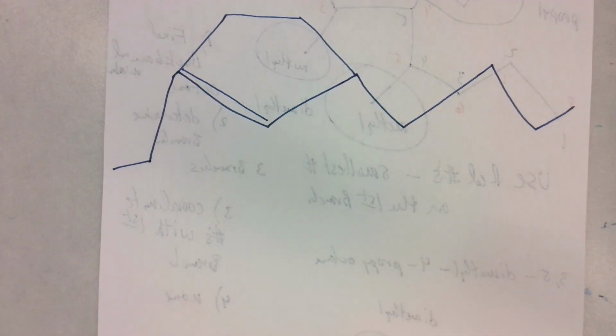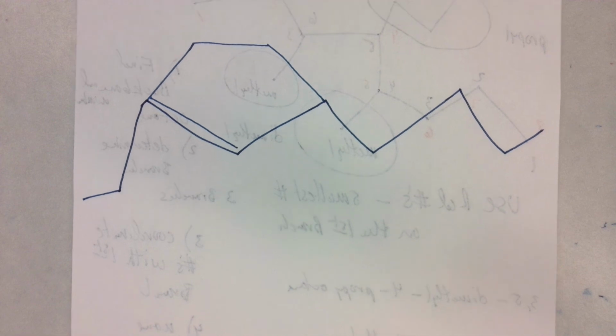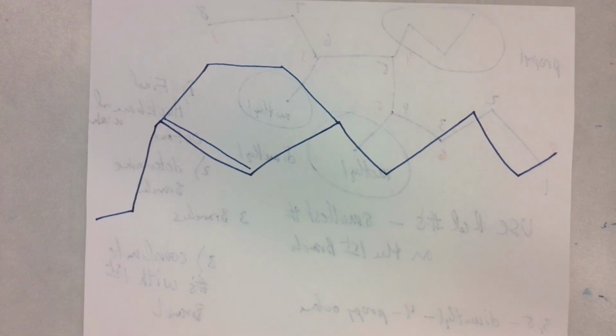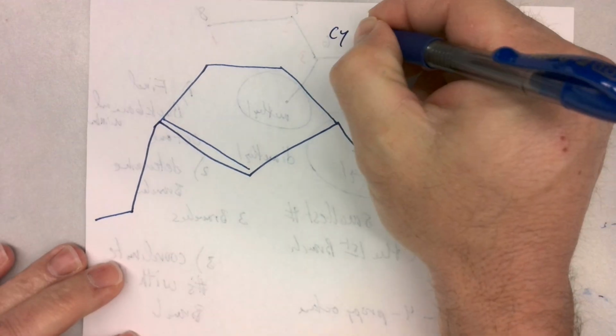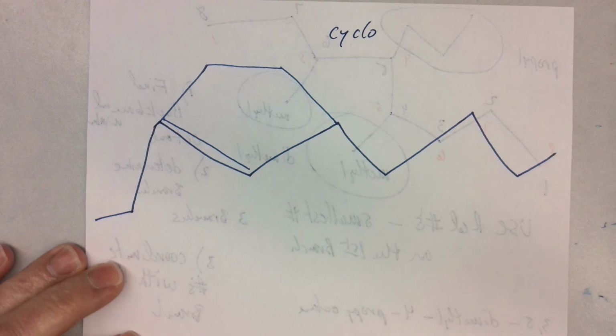Okay, so let's say I've got that. Now, what is this going to be? When I'm done, what do I know this has to be? It's cyclopentane. Yeah, cyclopentane. It's going to be a cyclo what? Pentane. Think about that.